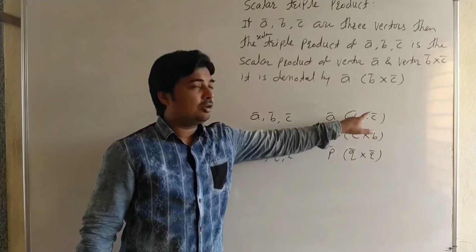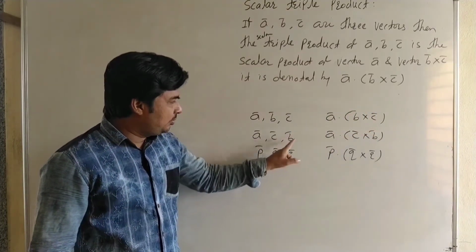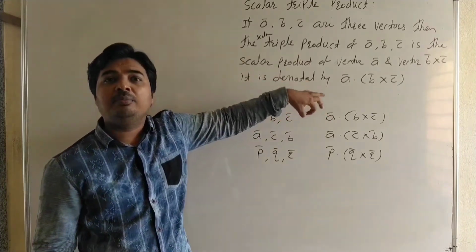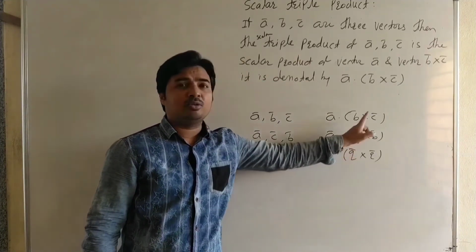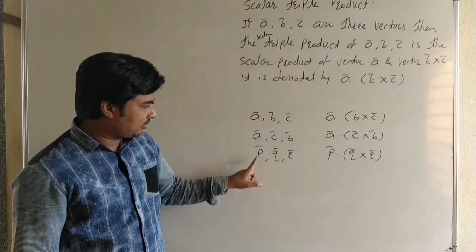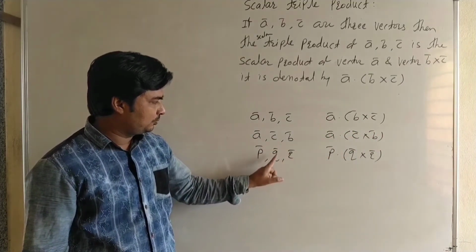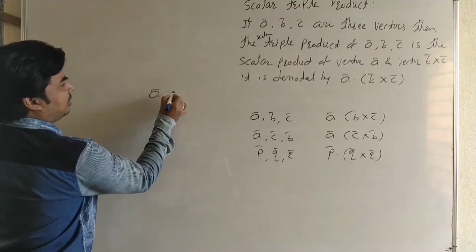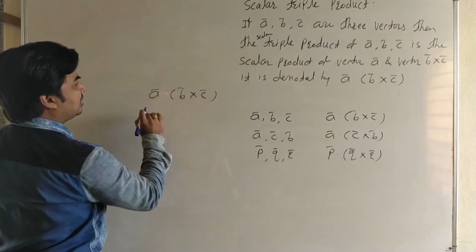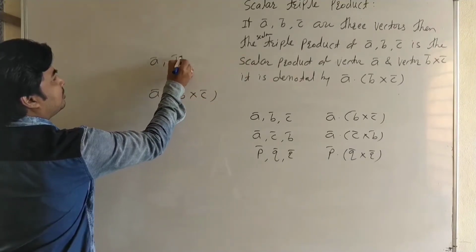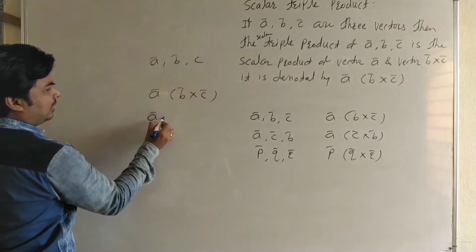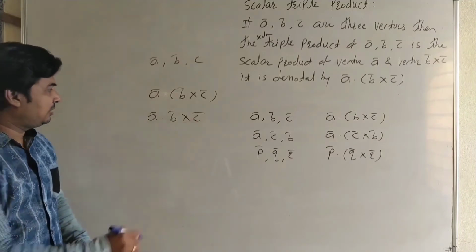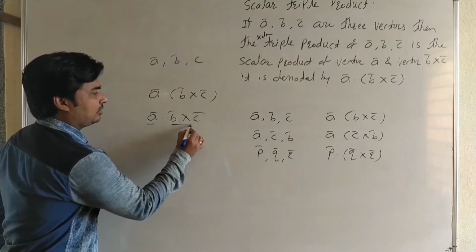The triple product of these three vectors can be written in this form: a bar dot b bar cross c bar. For the vectors a, c, b, the triple product is a bar dot c bar cross b bar. The triple product of vectors p, q, r is p bar dot q bar cross r bar. Here a bar dot b bar cross c bar is the triple product of vectors a bar, b bar, c bar: this is one vector and this is one vector.